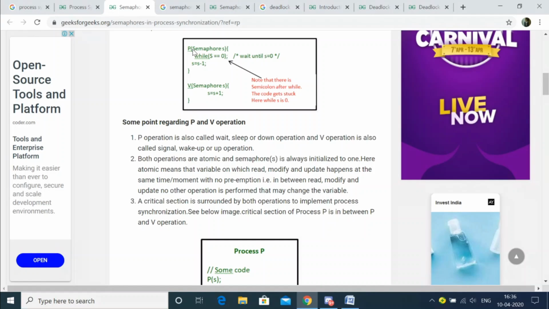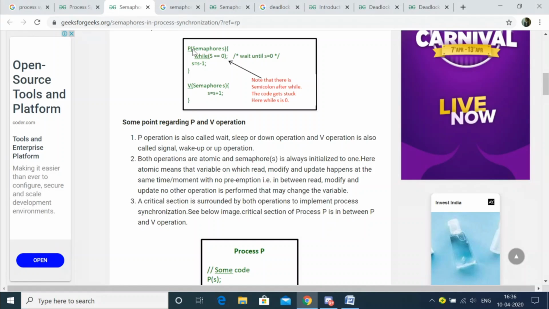A critical section is surrounded by both operations. For example, we may have a very big code, but the part of the C program which has the shared variable will be entered into the critical section. Inside the critical section we will have both operations, that means P, the wait operation, as well as V, the signal operation. So let us say we have this block diagram. The critical section is surrounded by both operations to implement process synchronization, that we already know.